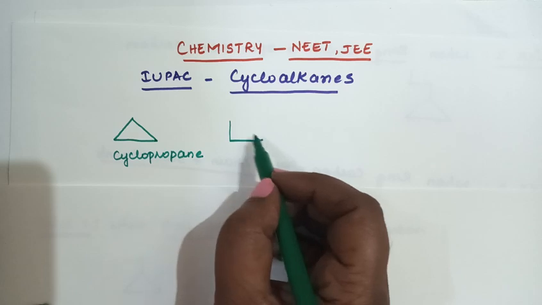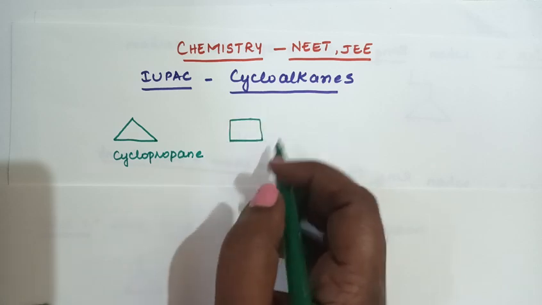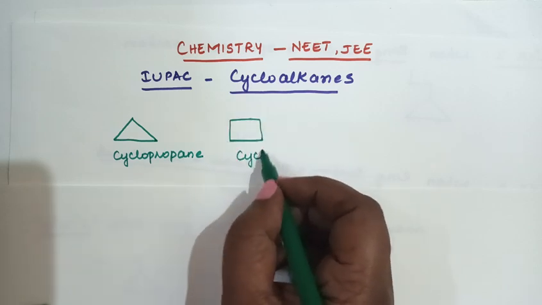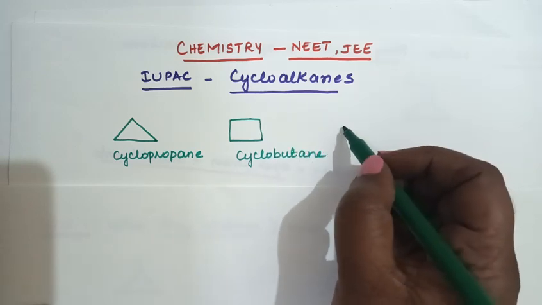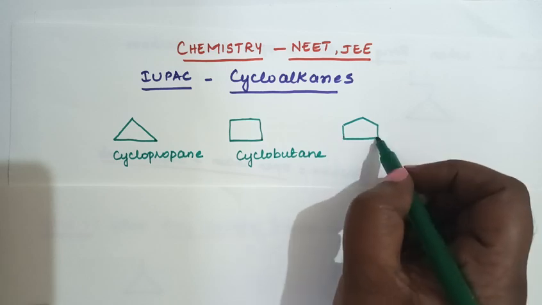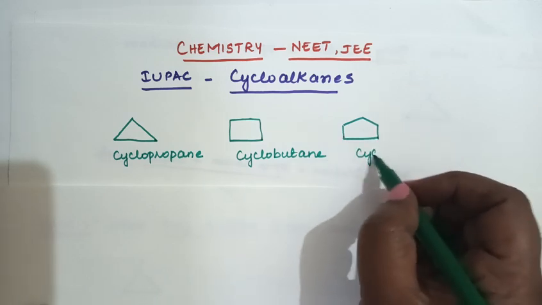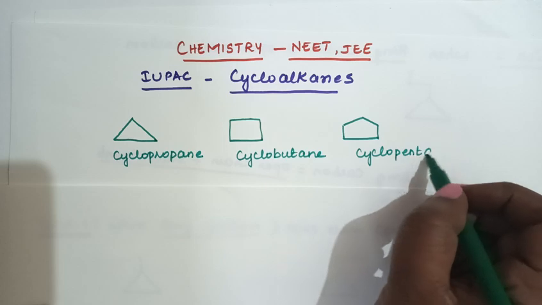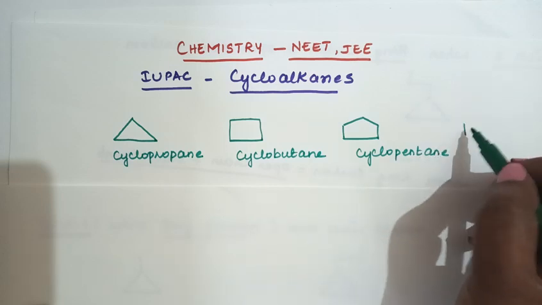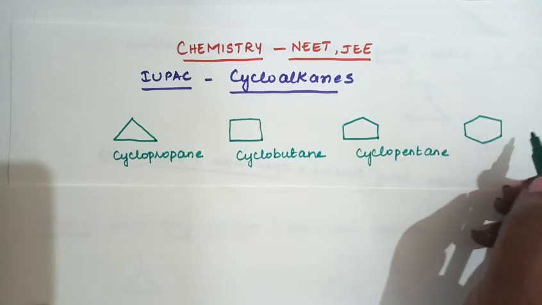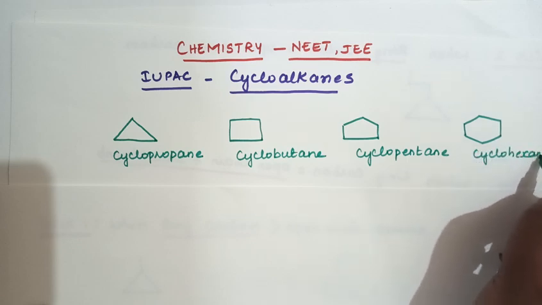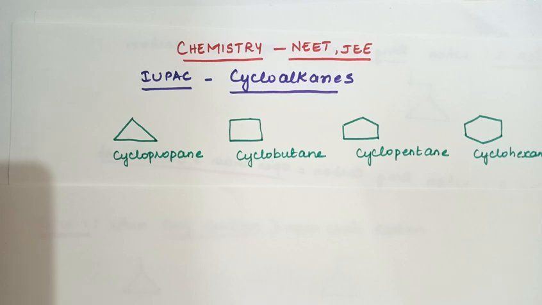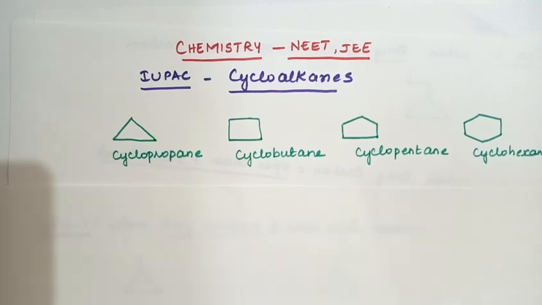Second will be the one with 4 carbon atoms. This is called cyclobutane. The next example will be 5 carbon atoms, and this is called cyclopentane. And next will be with 6 carbon atoms, and this is called cyclohexane. So these are the examples for cycloalkanes. Now let us learn the trick.